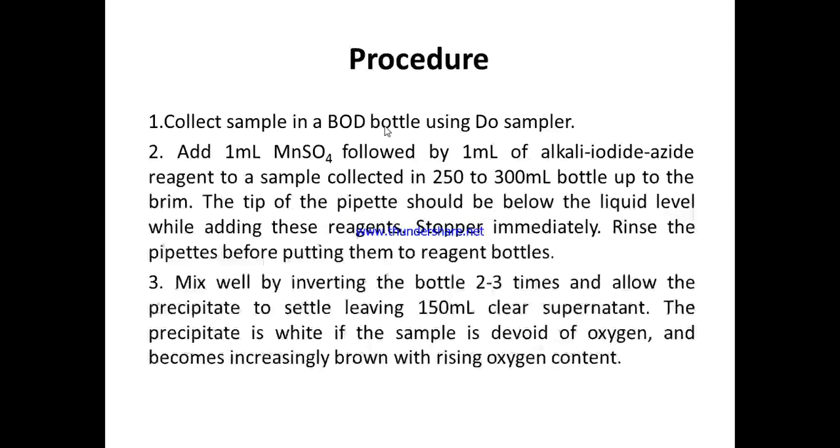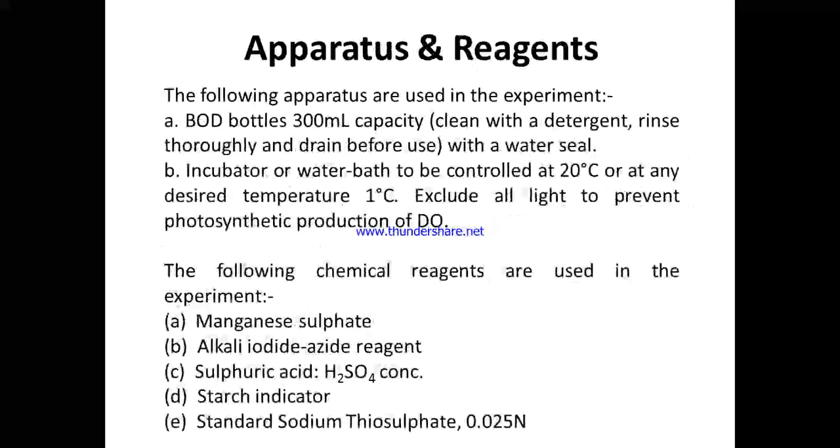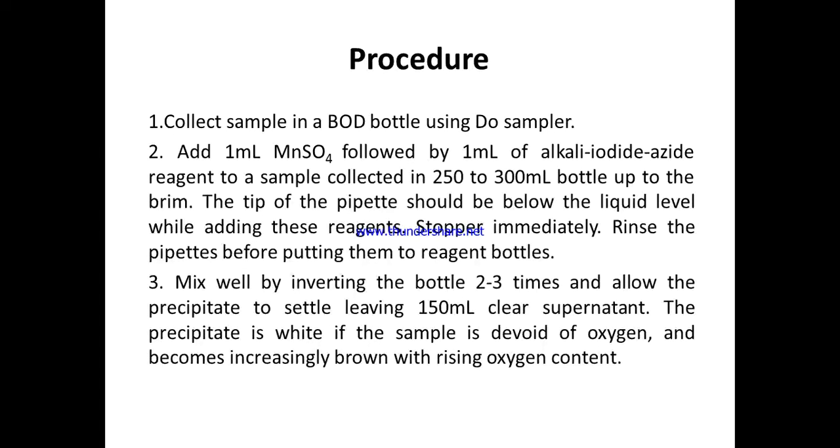So first we collect the sample in a BOD bottle, okay, using a DO sampler. Then we add 1 milliliter of MnSO4, that is manganese sulfate, followed by 1 milliliter of alkali iodide azide reagent to a sample collected in a 200 to 300 milliliter bottle. Basically, students, we take the BOD bottle, we add 1 milliliter of MnSO4, we add 1 milliliter of alkali iodide azide. Okay, the tip of the pipette should be below the liquid level while adding these reagents. Then a stopper is put immediately and the pipette is rinsed before putting it back into the reagent bottles.